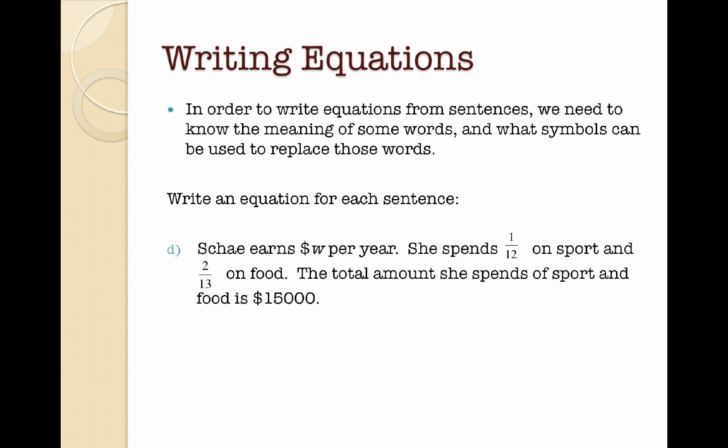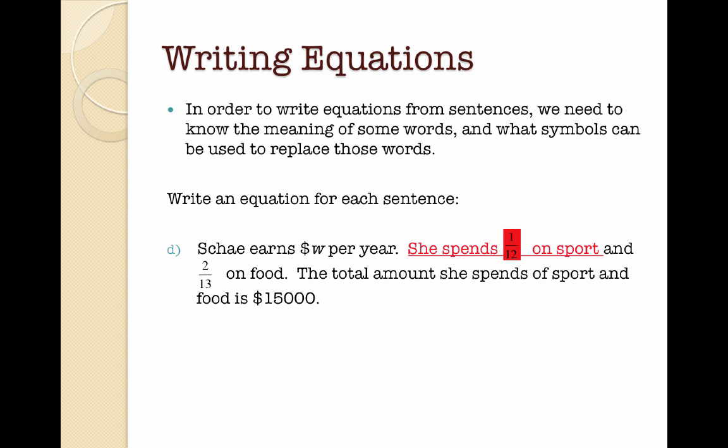The last one is a hard one, and I'm putting this one in there for those of you that are okay with the equations ideas so far, and want to move on to the next level. Shay earns W dollars per year. That W could stand for $50,000 or $100,000, we don't know. She spends 1/12 on sport and 2/13 on food. The total amount she spends on sport and food is $15,000.